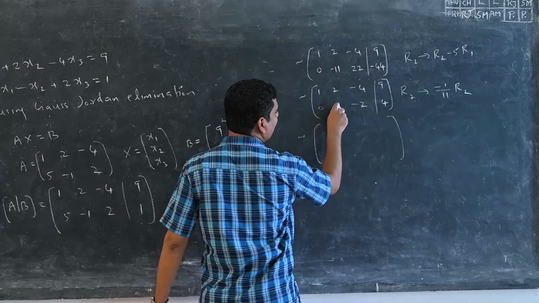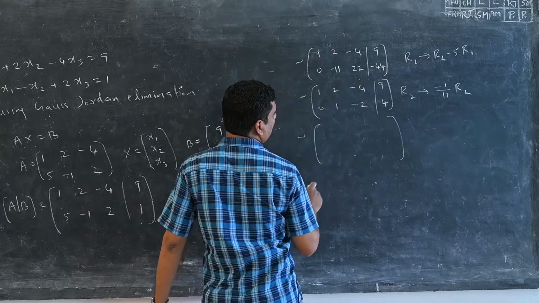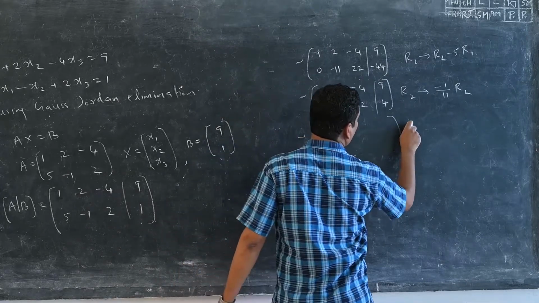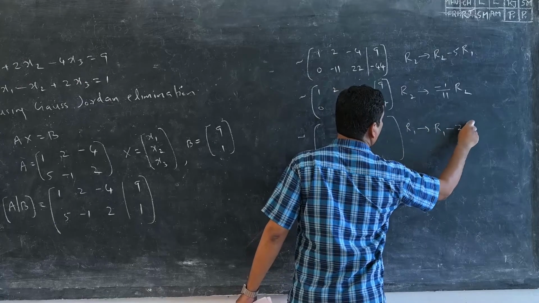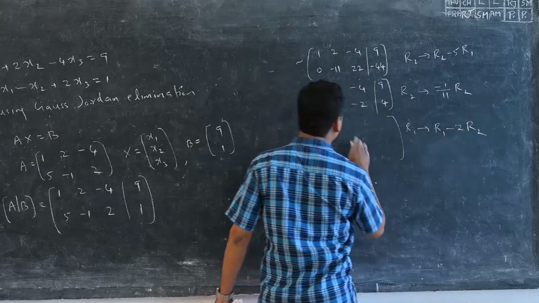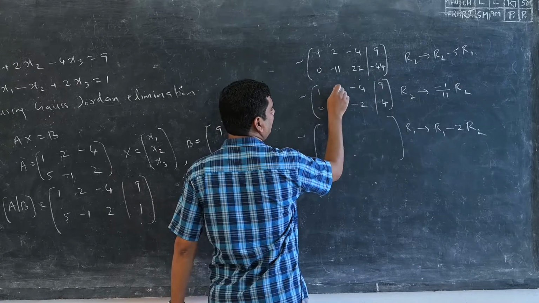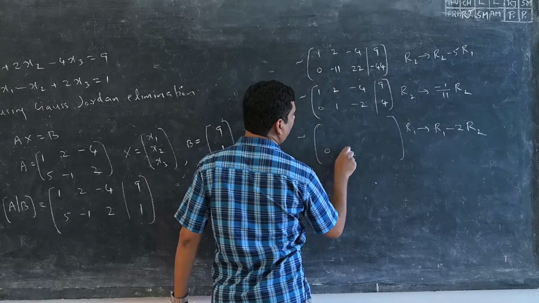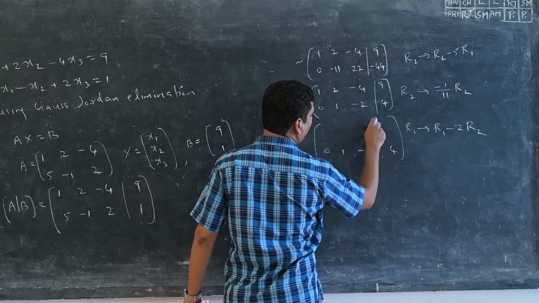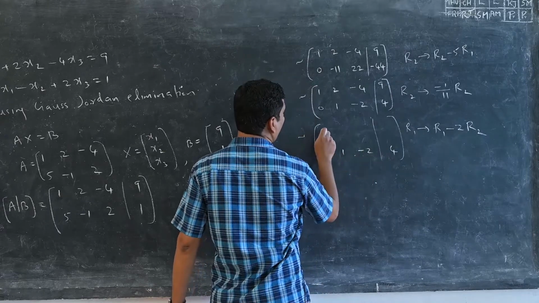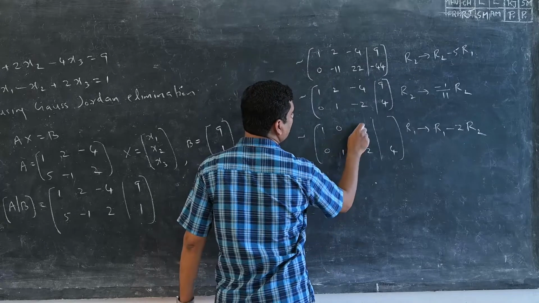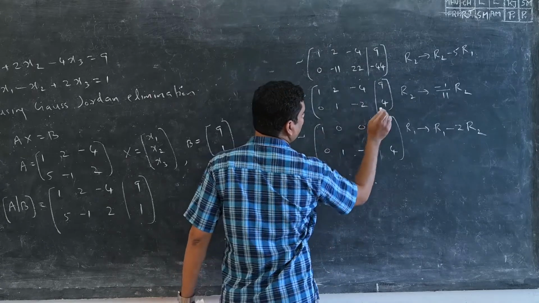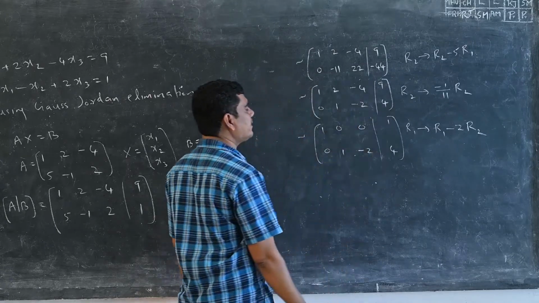So make the other element in that column zero. So make this 2 zero. R1 goes into R1 minus 2R2. Make this element 2 into 1. It is 0, 1, minus 2, 4. 2 minus 2 into 1 is 0. Minus 4 minus 2 into minus 2 is 0. 9 minus 2 into 4, this is 9 minus 8.